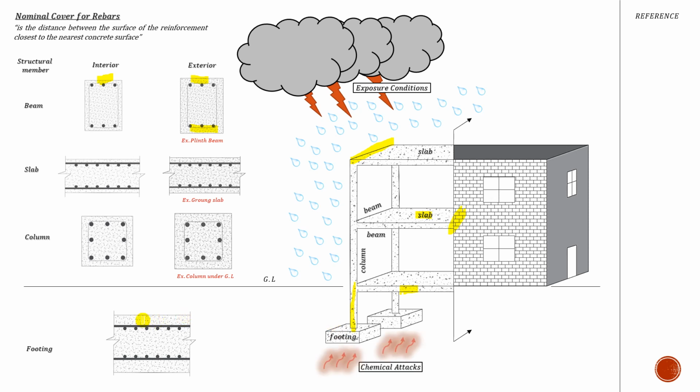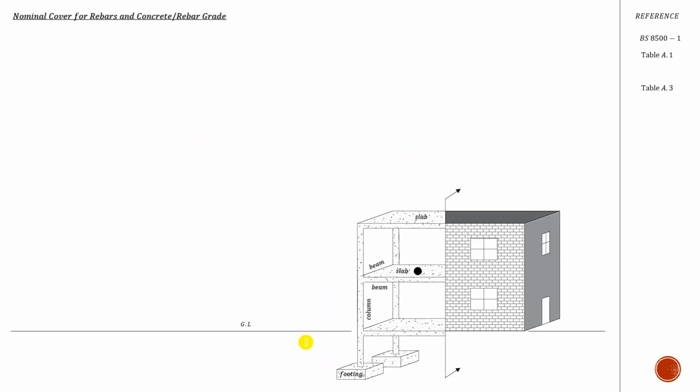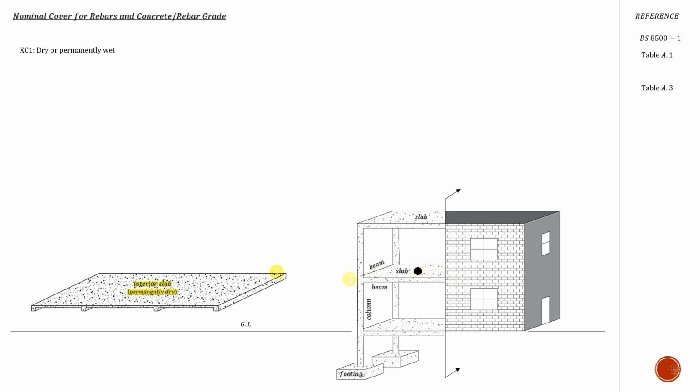And for the footing, it almost always has the thickest cover to reinforcement, because the soil might have chemical attacks. It's underneath the soil, you don't know what's there, so you have to protect your reinforcement. So overall, our slab is just an interior member, and you don't have to worry about all of that.